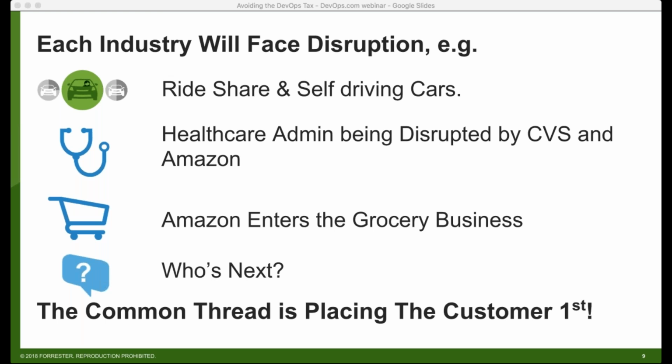Healthcare administration: just the fact that Amazon talked about the idea of bringing their own healthcare plan to market caused all the other major healthcare indexes to drop. Think about the fact that you don't have to go to your doctor anymore to get a flu shot. You can go to CVS.